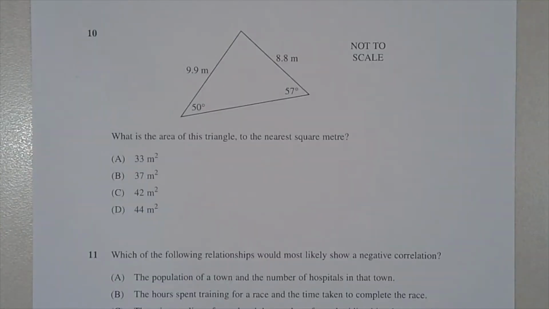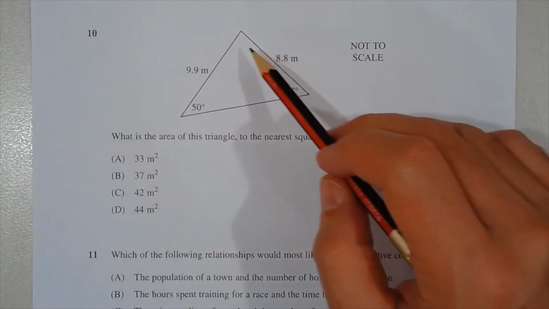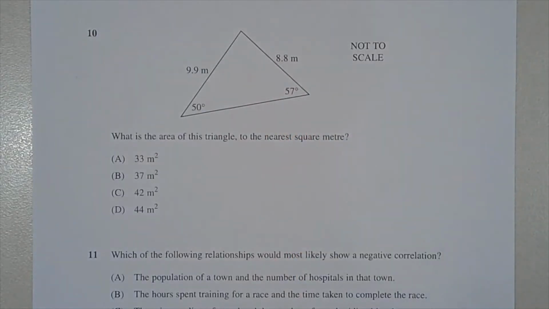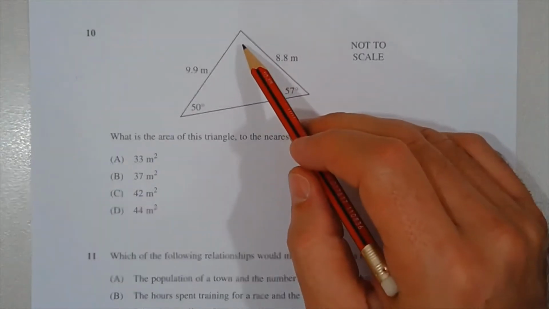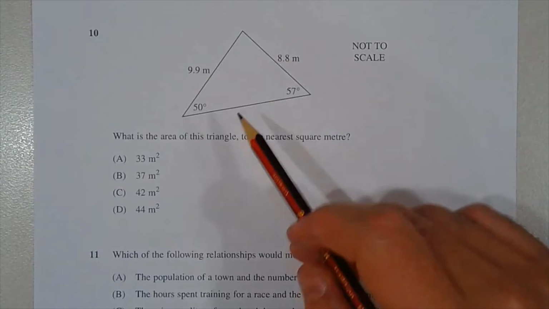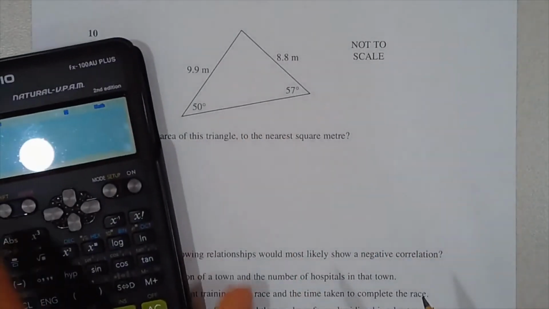Question 10. What is the area of this triangle to the nearest square meter? Now we have two known sides, but the included angle is unknown. However, we have two other known angles. So if we can work out this angle here, we can apply the area rule for a triangle formula. That's the formula half AB times sine of C. So to work out the missing angle, we'll apply the angle sum of a triangle properties.